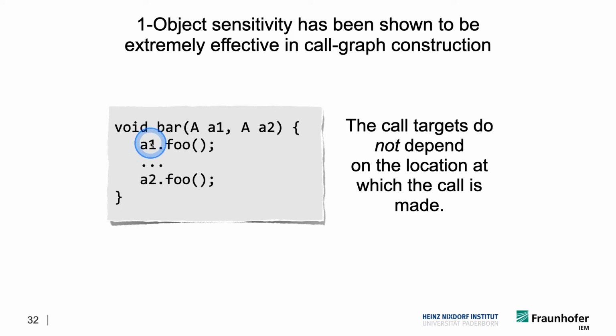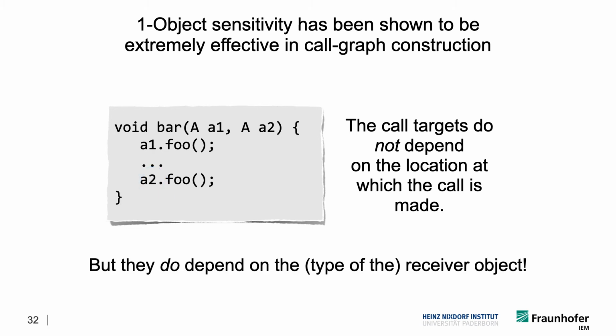If these two objects A1 and A2 are of the same type or come from the same allocation site, then they are going to go to the same target procedure. And if not, then they are not. It doesn't really matter what location this call is made at. So distinguishing calling context strings doesn't make that much sense here, but distinguishing the objects that these calls are made on matters a lot. They do depend on the type of the receiver object. That's why object sensitive analysis makes a lot of sense here.